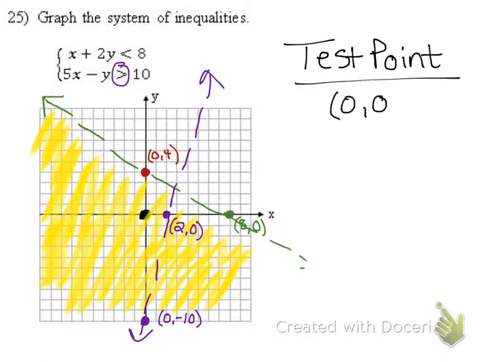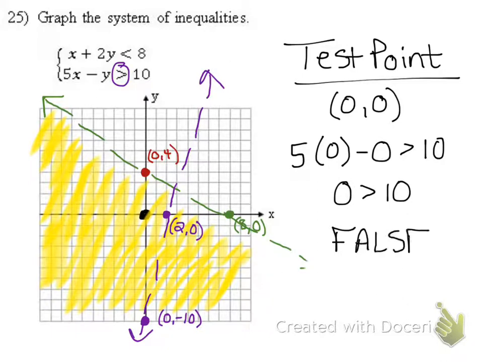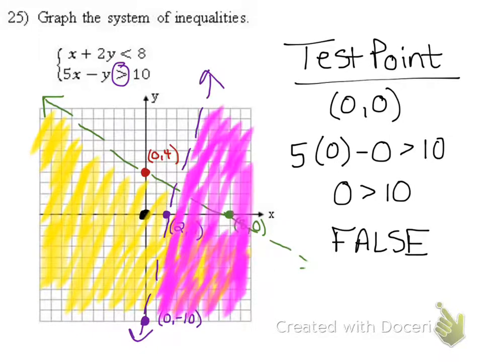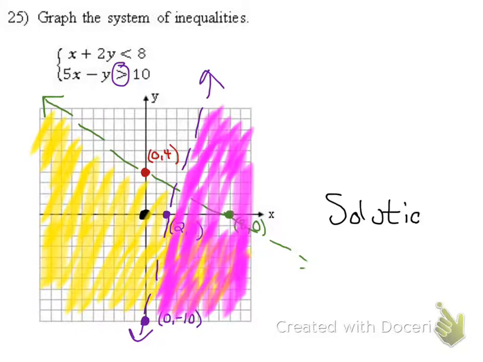And finally, I'm going to use my test point in order to figure out what side to shade. This line also does not go through the point 0, 0, so that would work fine for a test point. Plug in 0 for x and 0 for y, and we get a statement that reads 0 is greater than 10, which is false. So with the purple line that I drew, I do not want to shade the side that contains my test point. I want to shade the other side. The area where the two colors overlap, that's our solution region.